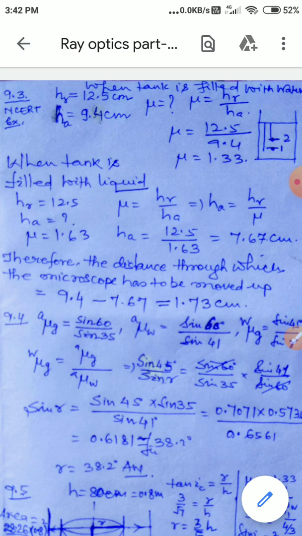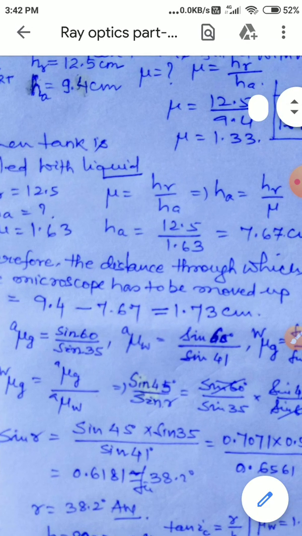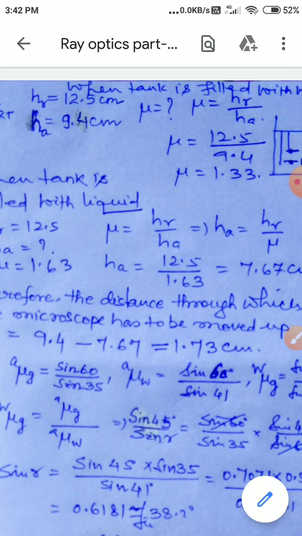Now here the real depth in case of water is given, 12.5 centimeter, and its apparent depth is 9.4 centimeter. So refractive index of water is real depth by apparent depth. So 12.5 divided by 9.4, that will give you the refractive index of water.